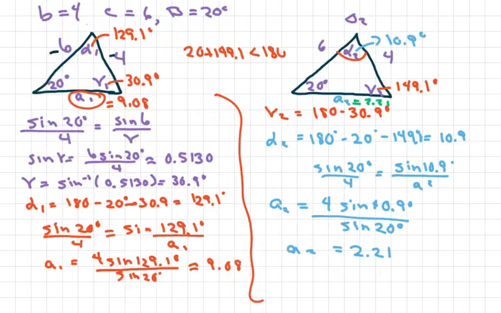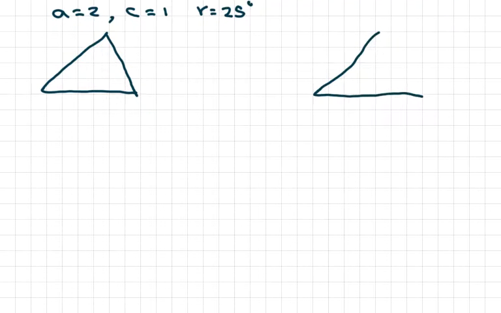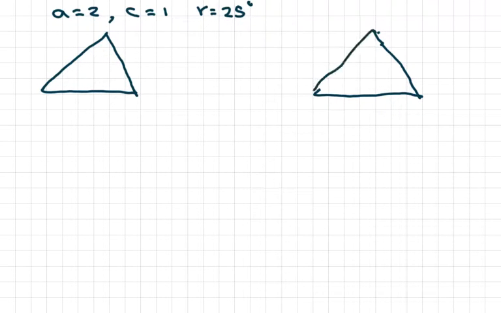Okay, I'm going to do the last one. I'm going to go a little faster. Again, I suggest you try to do it by yourself and then check to see if you get the right answers. You already know it's going to be two triangles. So we're going to do a equals 2, c equals 1, and gamma equals 25 degrees. Now in this case, I'm going to go ahead and draw my two triangles, try to make this side a little smaller. Let me try to do it a little better. There you go. And fill everything in.